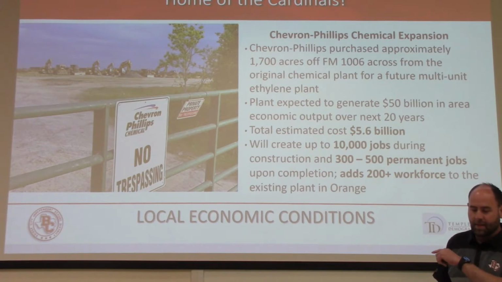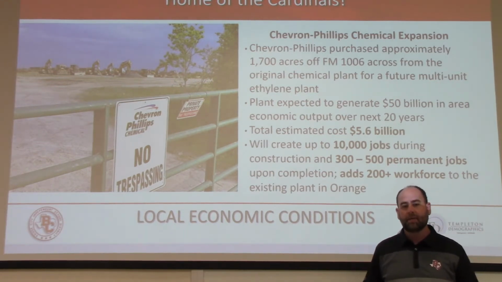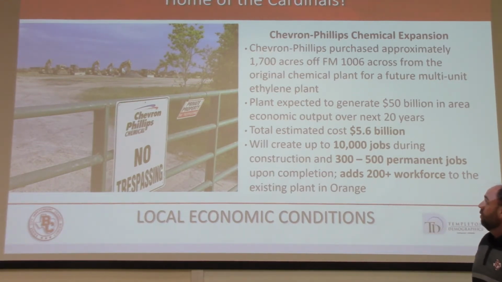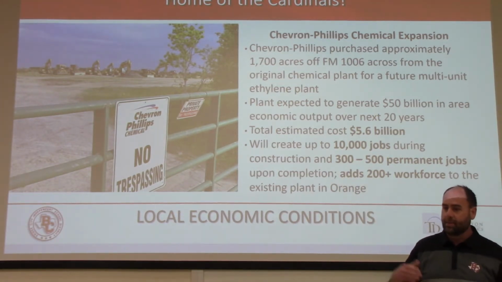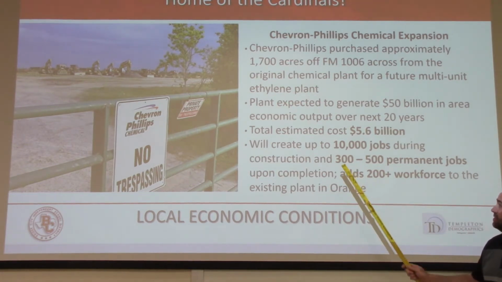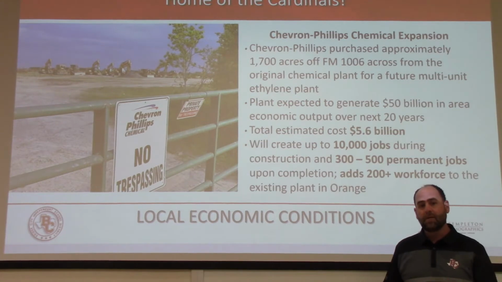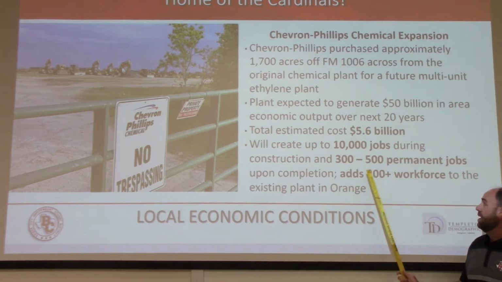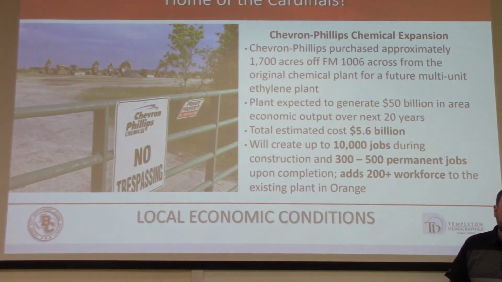This is probably the most helpful document on the entire website. The Chevron Phillips chemical plant that is coming just east of us, in between us and West Orange, is projected to create 10,000 temporary jobs during construction and then 300 to 500 permanent jobs after it is complete.